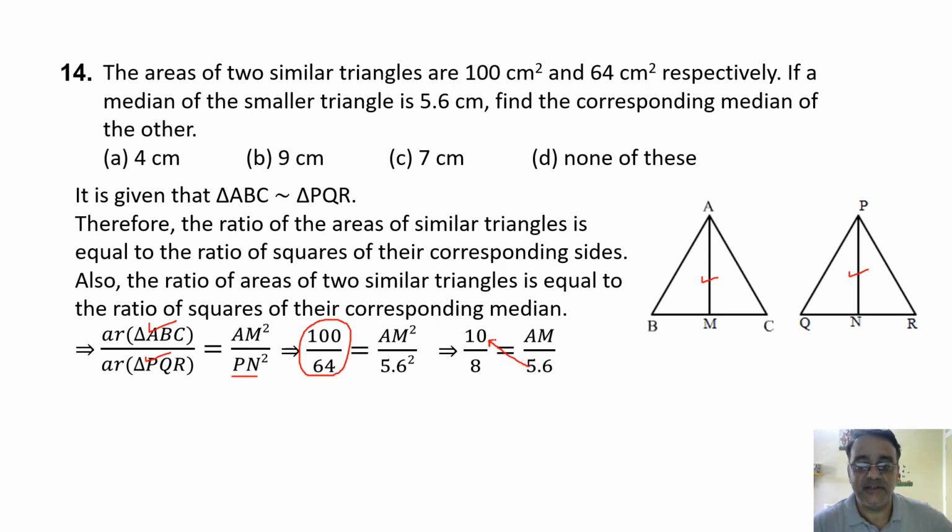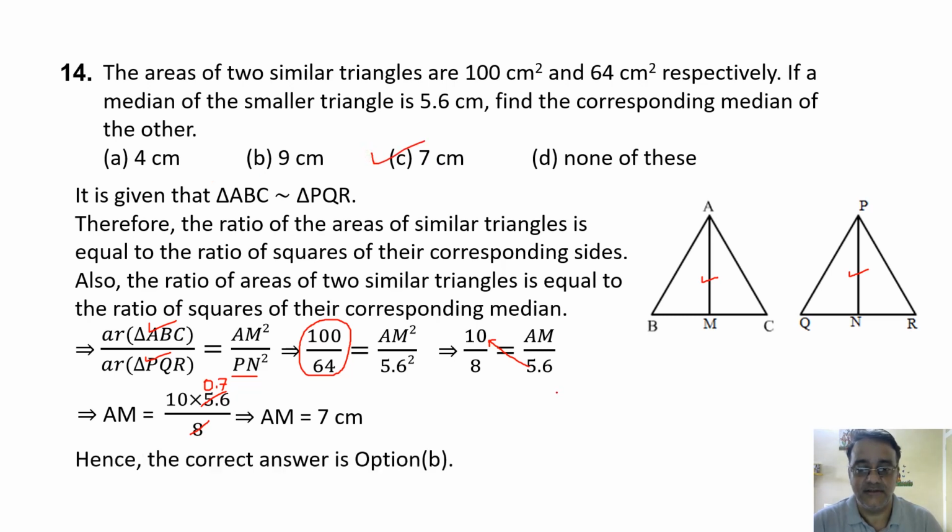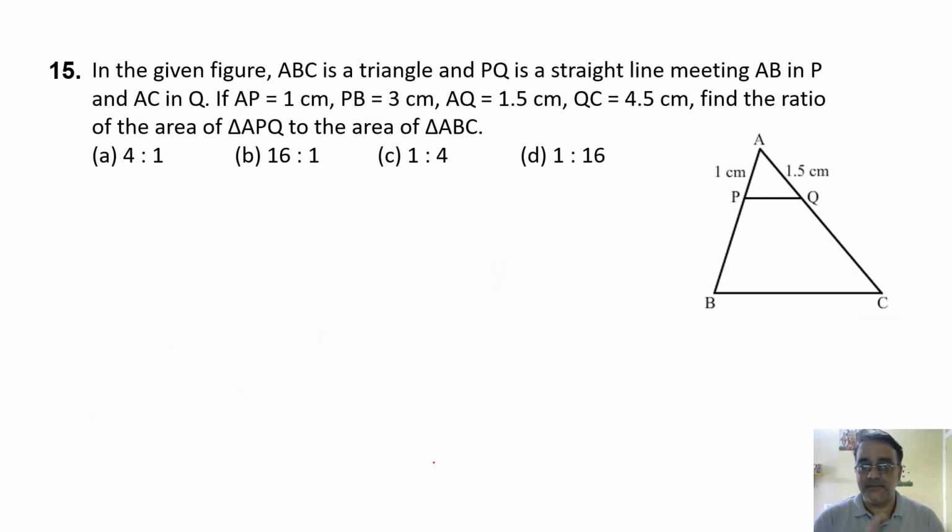5.6, here we will cross multiply. So we'll get AM is equal to 10 into 5.6 upon 8. This cancels, 0.7. So what is the final answer? 7 centimeter, right? So which option is the correct one? Option C. Okay. So this is question number 14. Now we are moving toward question number 15.